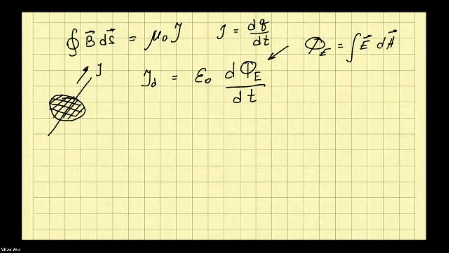So what does this mean, this displacement current? So here we have a change of electric field flux over time, and that is associated with some electric current. So when we charge this capacitor, so we have this wire, then let's say we have our capacitor.